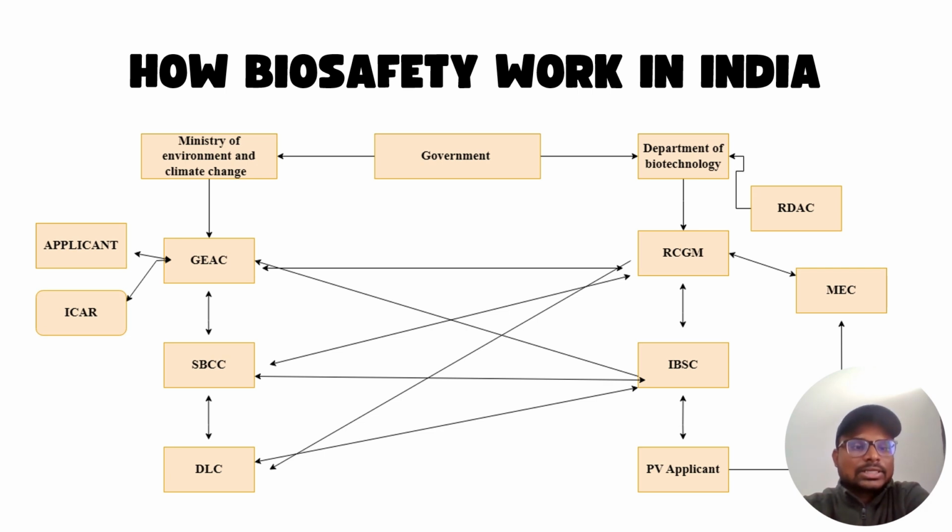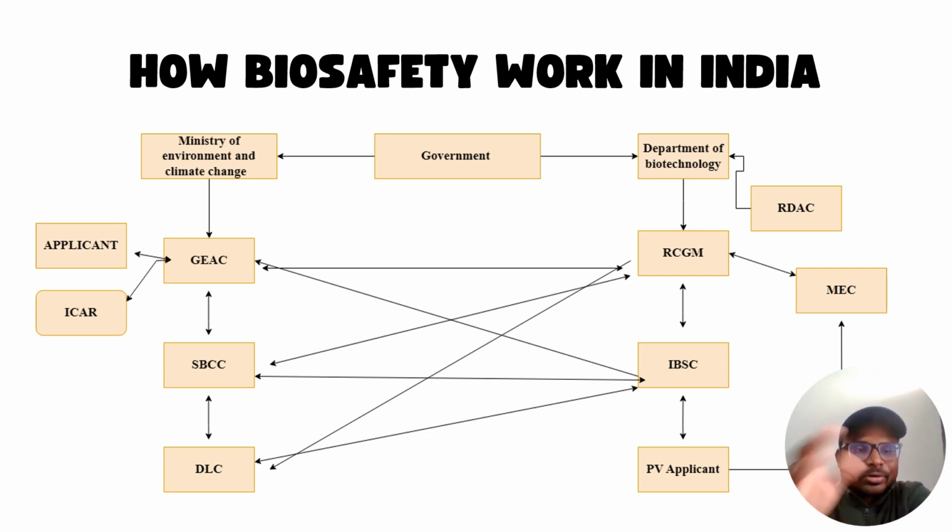Then the GEAC will recommend to the government the release of the particular varieties. Then the government will decide whether this variety has to be released or not. Also in the Department of Biotechnology, there are institutional biosafety committees, district level biosafety committees, and other agencies called the Recombinant DNA Advisory Committee. They will recommend to the Department of Biotechnology, then they will recommend to the Government of India. This is a regulatory network which I'm not going into in detail because it's a basic video.